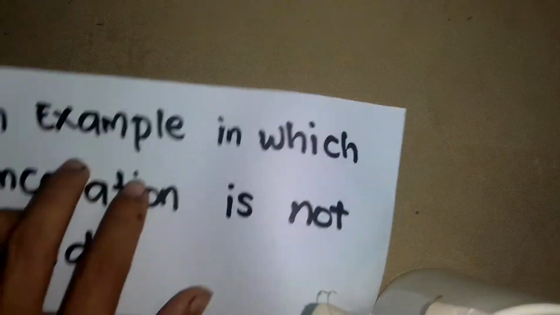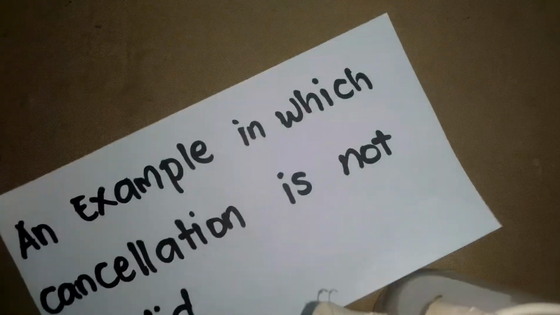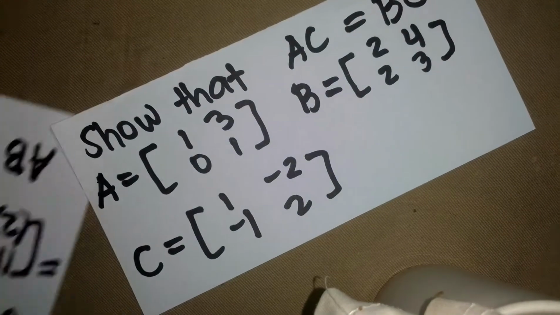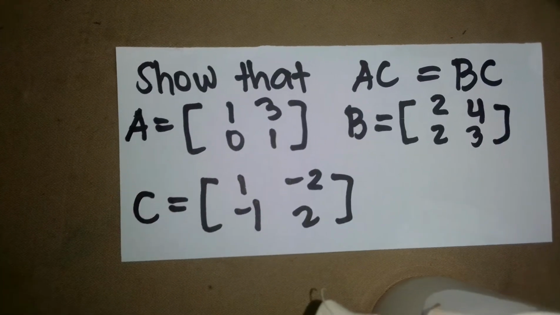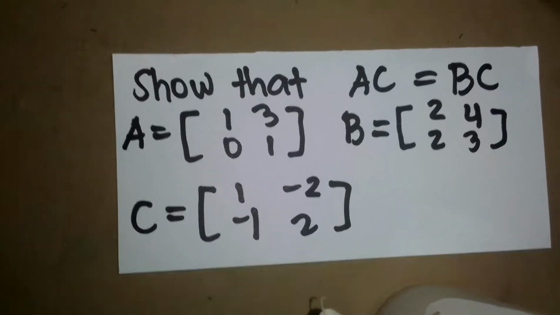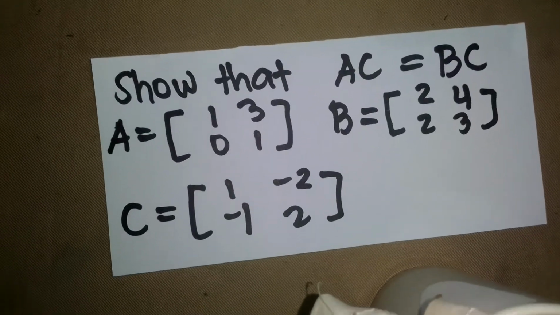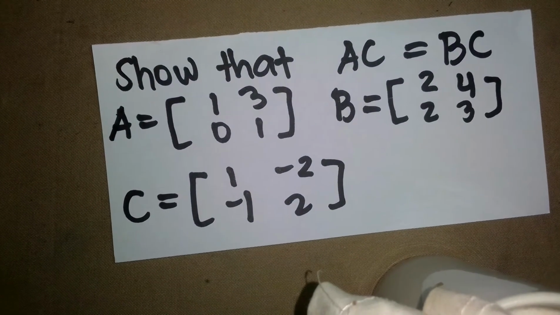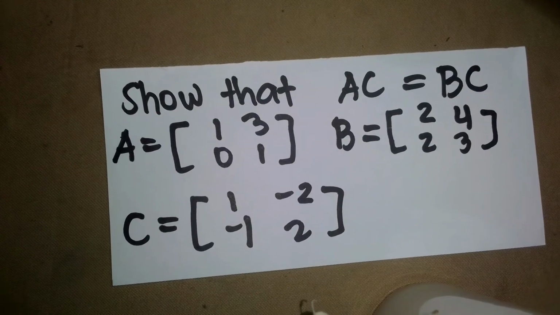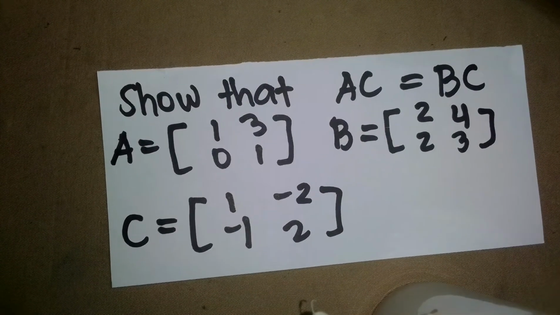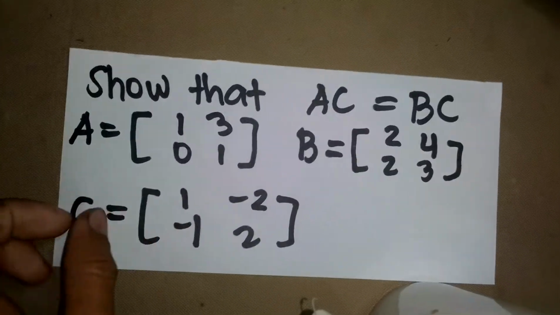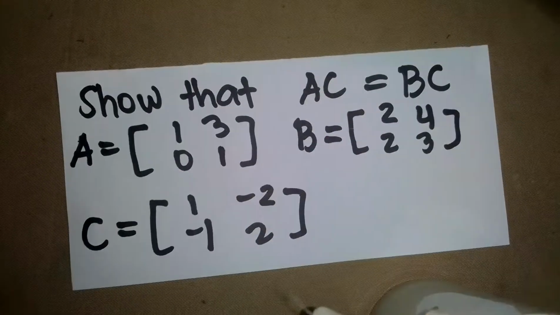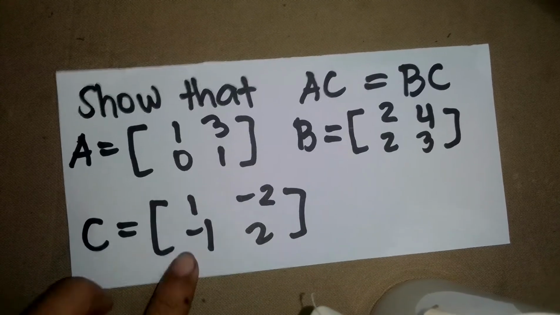Next is an example in which cancellation is not valid. Show that AC is equal to BC, where the value of matrix A is 1, 3, 0, 1. The value of matrix B is 2, 4, 2, 3. The value of matrix C is 1, negative 2, negative 1, and 2. We can prove that AC is equal to BC.